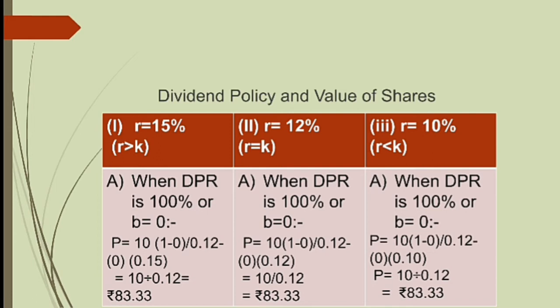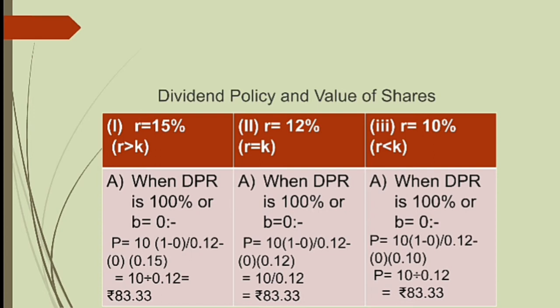After solving this line, we get 10 divided by 0.12. What do we get after solving this? Rupees 83.33, when the dividend payout ratio is 100% and R is 15%. So when the dividend payout ratio is 100% for XYZ Limited Company and R is 15%, the value of share for XYZ Limited Company is rupees 83.33.